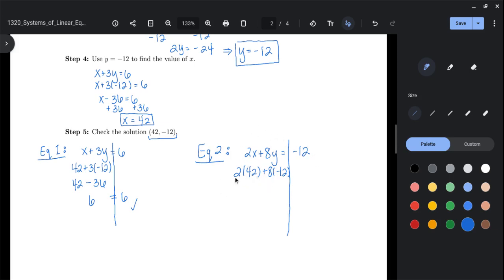So we need to multiply first. So 2 times 42 is 84. 8 times negative 12 is a negative 96. 84 minus 96 is in fact a negative 12. So therefore, we do have the solution 42, negative 12.